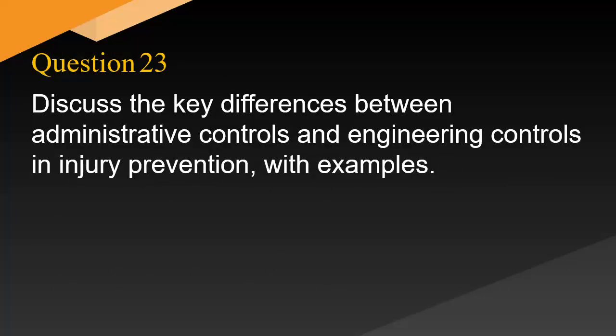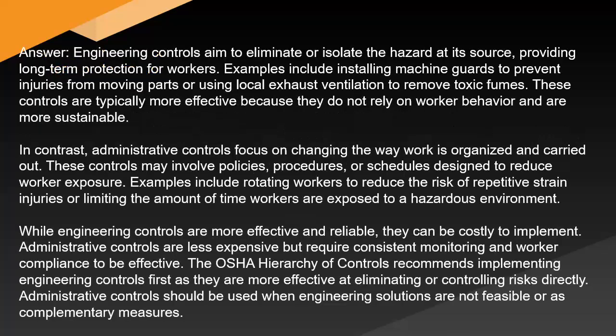Discuss the key differences between administrative controls and engineering controls in injury prevention with examples. Answer: engineering controls aim to eliminate or isolate the hazard at its source, providing long-term protection for workers. Examples include installing machine guards to prevent injuries from moving parts or using local exhaust ventilation to remove toxic fumes. These controls are typically more effective because they do not rely on worker behavior and are more sustainable.